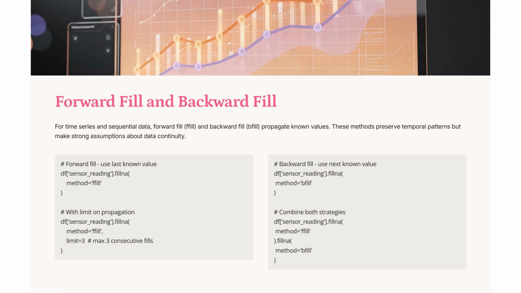Forward fill and backward fill are crucial for time series data, propagating known values to maintain temporal patterns. Forward fill uses the last known value, while backward fill uses the next known value. Combining both ensures continuity, with options to limit consecutive fills, preserving data integrity in sequential datasets.